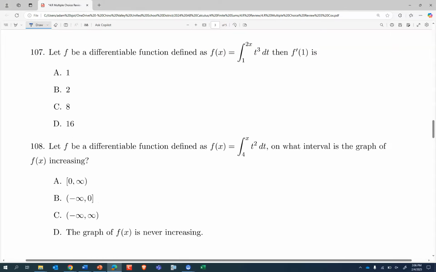We're going to do a whole bunch of fundamental theorem. f is a differentiable function such that f of x is the definite integral from 1 to 2x of t cubed dt. So I'm going to do f prime of x first. And no matter what, I'm getting something cubed, but we have a chain rule, so that's a 2x here times a 2. So f prime of 1 is 2 times 1 cubed, which is 8, times 2 is 16.